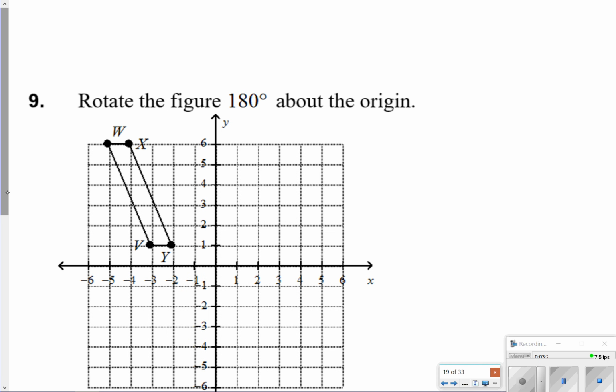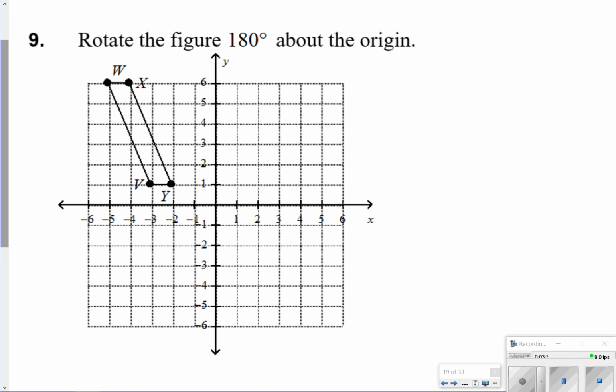Number 9 is a little bit tricky for some people. An easy way to remember how to rotate a figure 180 degrees about the origin is to just continue the pattern of how the point gets to the origin. I'm going to start with point Y just because it's closest. If I go down 1 and over 2 for my coordinates, I'm going to continue that pattern and go down 1, over 2. So here would be point Y. Okay? So you have your 4 points V, W, X, and Y. And we're already going to say that Y is at 2, -1.